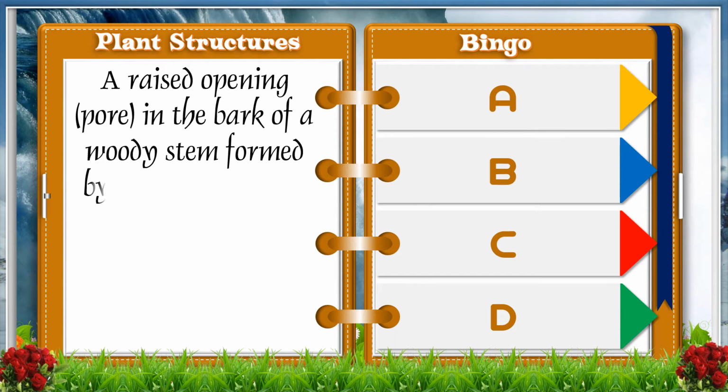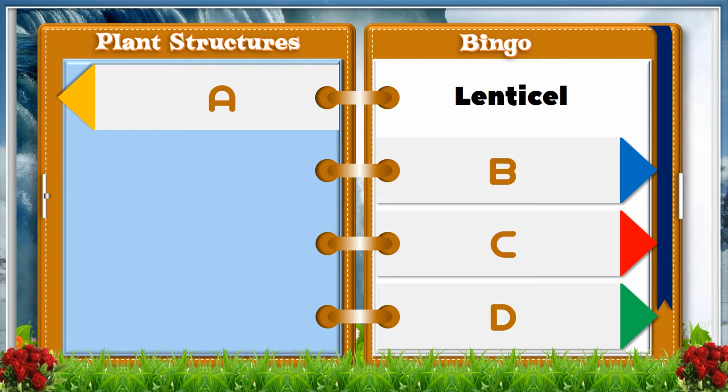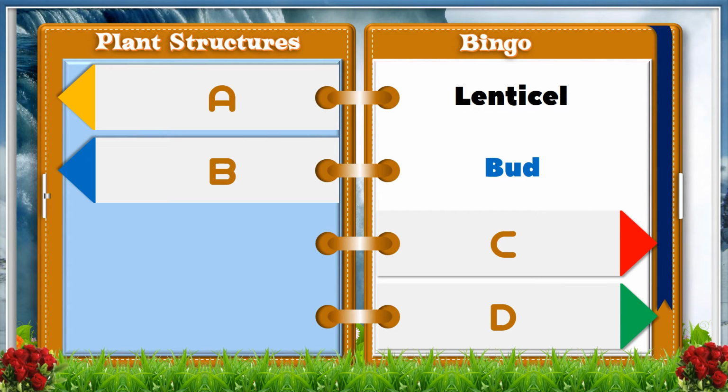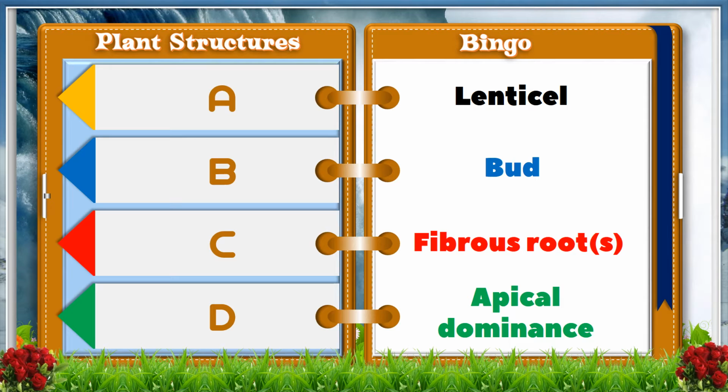A raised opening, that is a pore, in the bark of a woody stem, formed by loosely arranged cells with air spaces between them to facilitate gaseous exchange. A. Lenticel. B. Bud. C. Fibrous roots. D. Apical dominance. And the answer is A, lenticel.